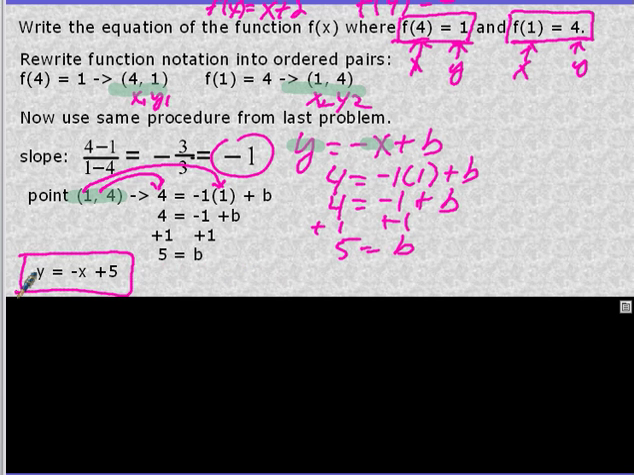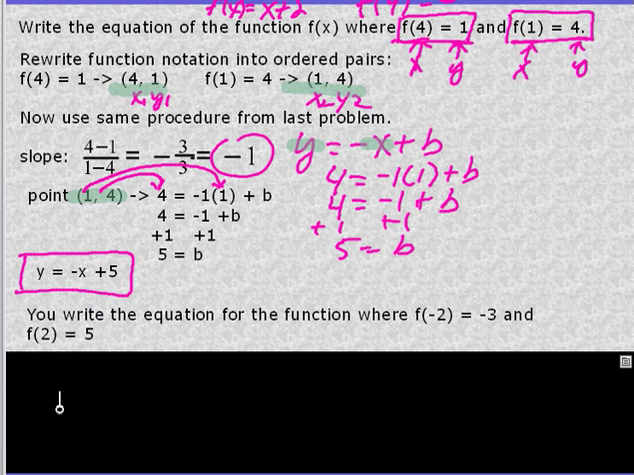So don't get tripped up on this notation. It's just another way of giving you 2 points that are part of the line. All right, so you should practice this one. This is the type of problem that tends to cause the most confusion.